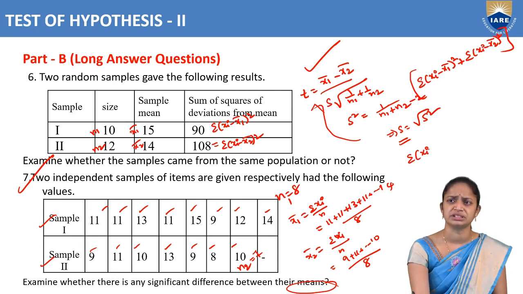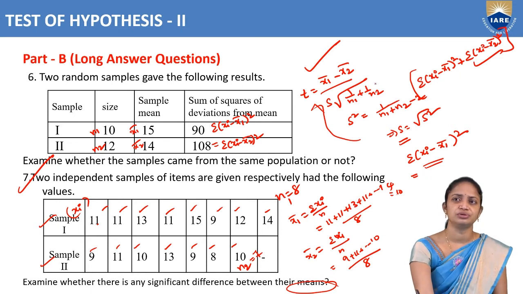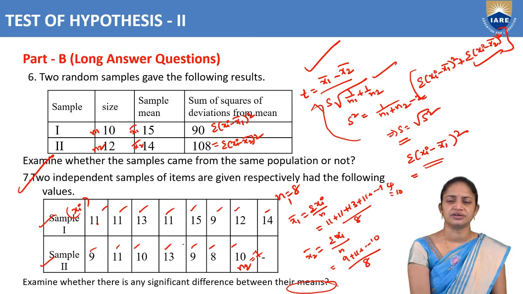We need to calculate summation xi minus x1 bar whole square. So how to calculate this one? So these are all xi values, right? If x1 bar equal to 10, then we have to take 11 minus 10 whole square plus 11 minus 10 whole square plus 13 minus 10 whole square. So like that we can calculate summation xi minus x1 bar whole square, and also we need to calculate summation xi minus x2 bar whole square. So again we have to use the same procedure for the seventh one.